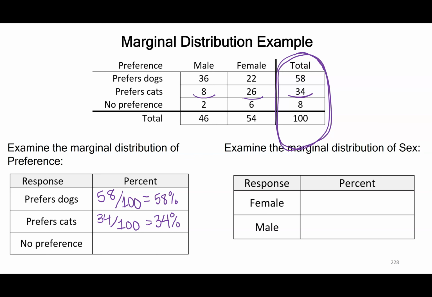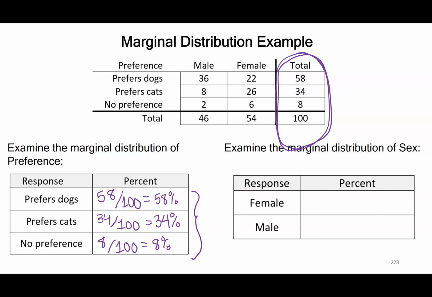And then no preference. We had 8 individuals that had no preference. So 8 out of 100. That's 8%. Note if I were to add those percentages back up, they would add up to 100%. Or at least they should.